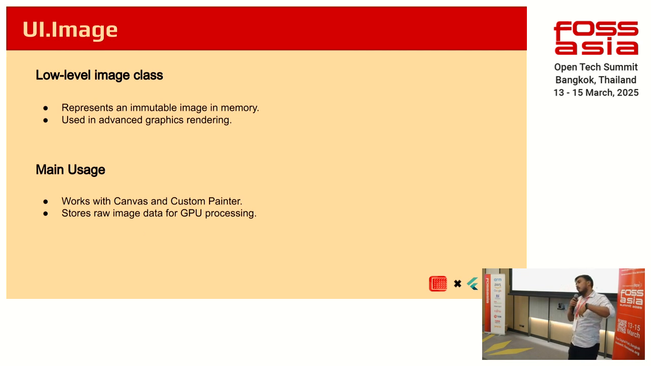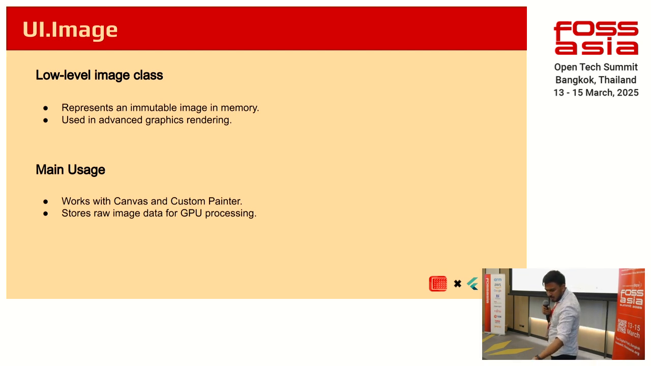For any image to be rendered on the screen, it cannot be in compressed formats. We need to have it in a format that the GPU can render and show on your display. So in Flutter, Dart provides UI.image as the way to present these images on the screen.